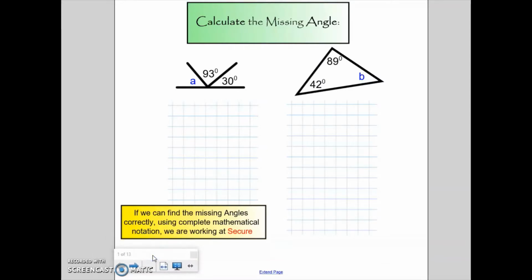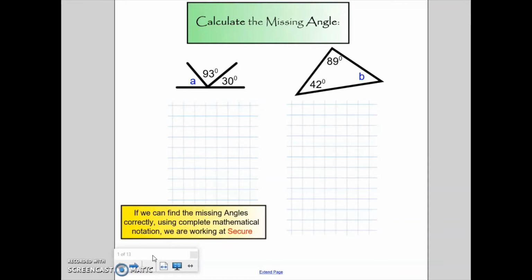Hi there. We are going to go through some angle facts questions together, and then at the end of this video, I'll be setting you off with a problem-solving task involving the angle facts that we've just discussed.